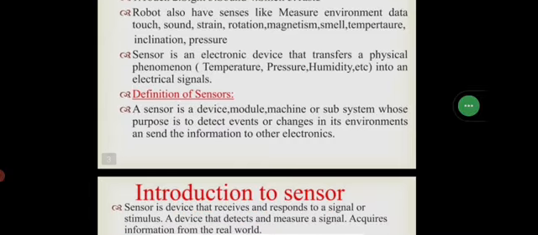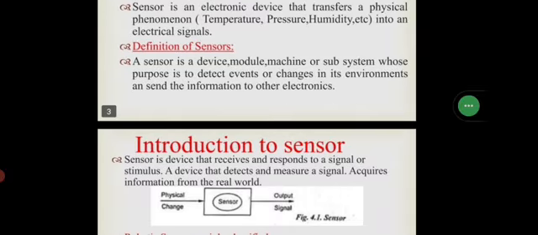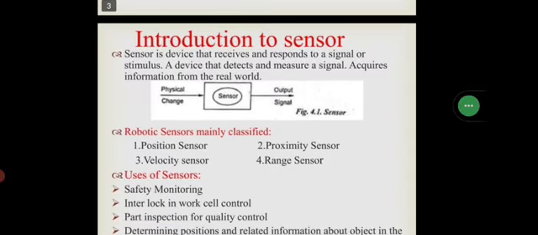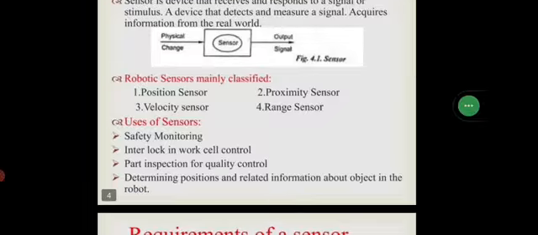General definition of sensor. A sensor is a device, module, machine or subsystem whose purpose is to detect events or changes in its environment and send the information to other electronics. Introduction to sensor. A sensor is a device that receives and responds to a signal or stimulus, a device that detects and measures a signal and acquires information from the real world. A physical signal is given to the sensor, and we get the output, which is an electrical signal.